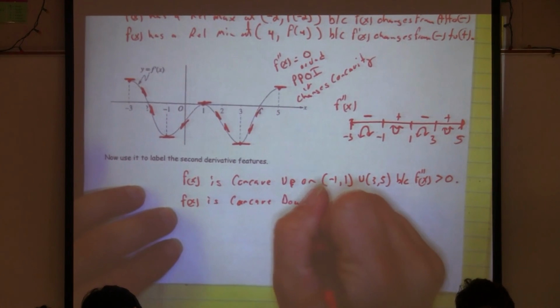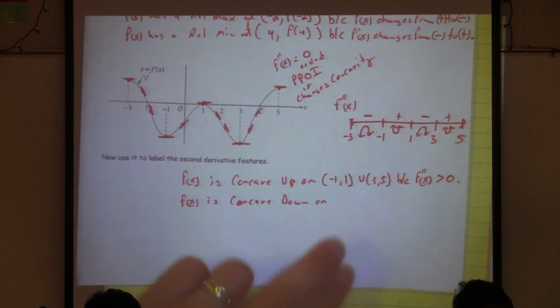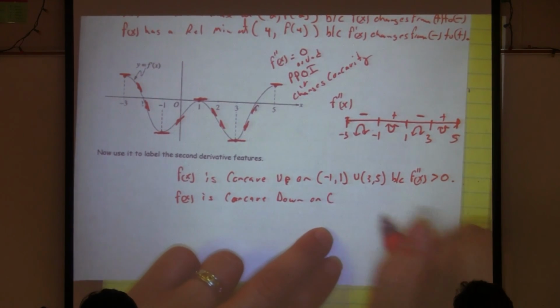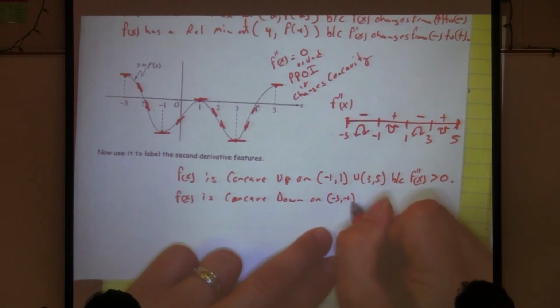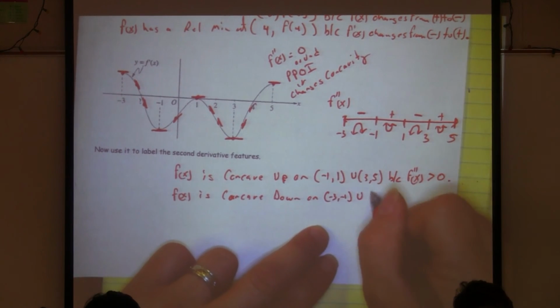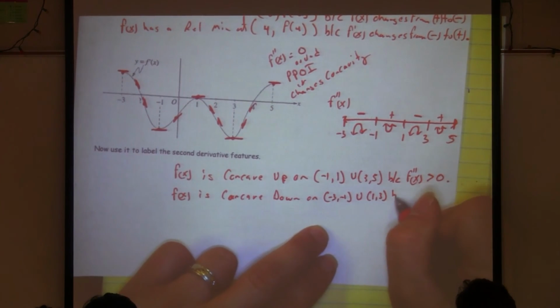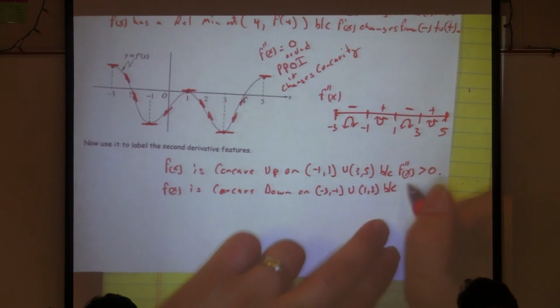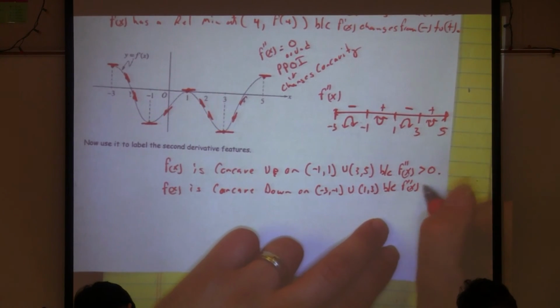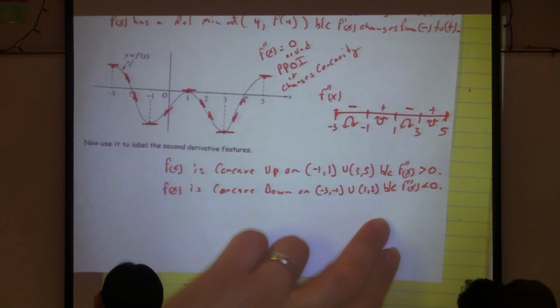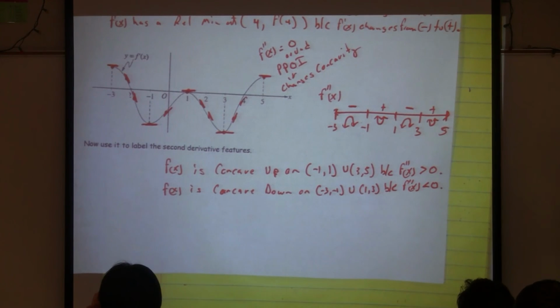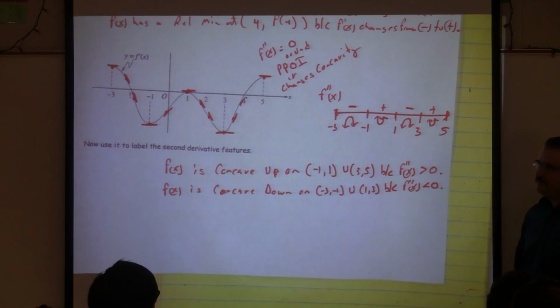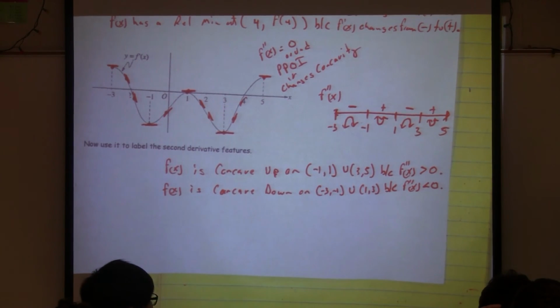f of x is concave down on what intervals? Negative 3 to negative 1 in union with 1 to 3, again because the second derivative is negative, right? Or in short terms, less than 0. Super easy? Okay, and the last part is describing the points of inflection.